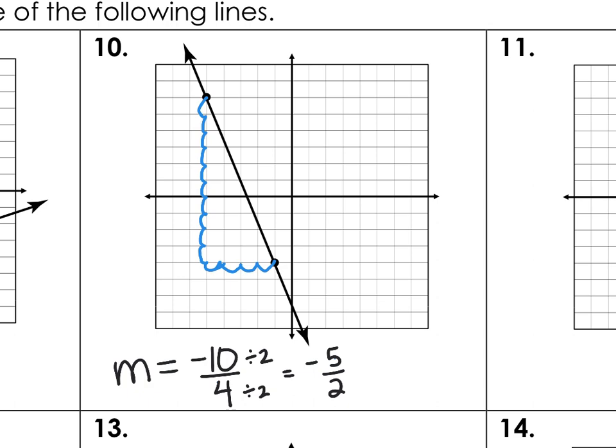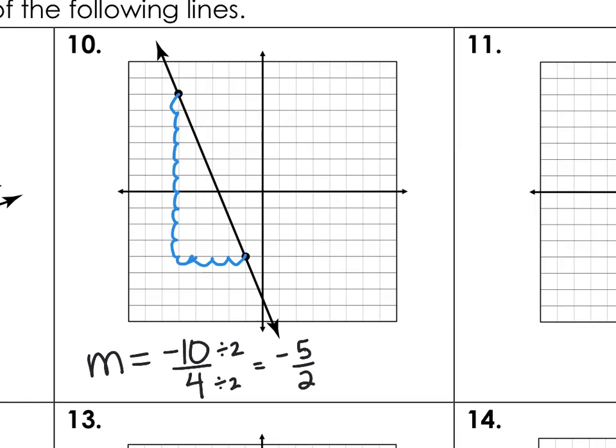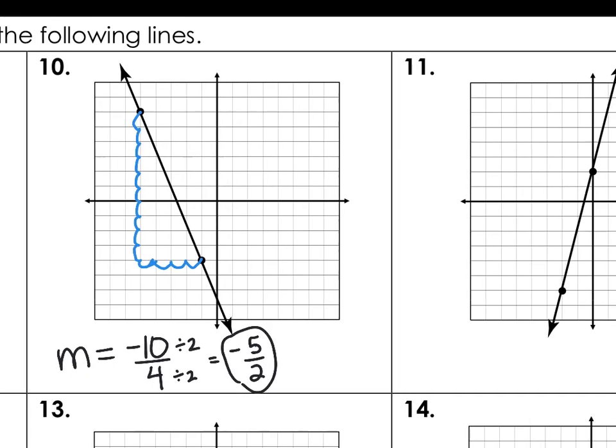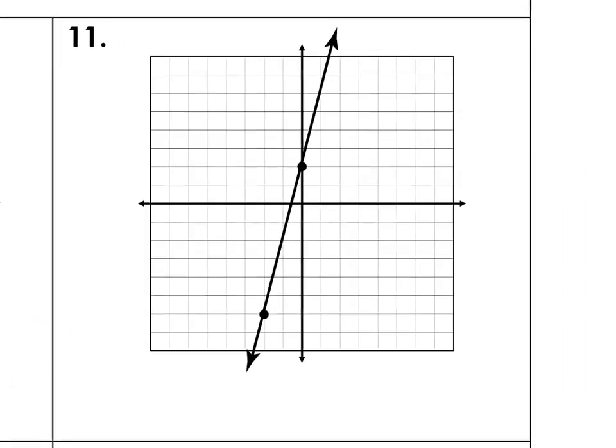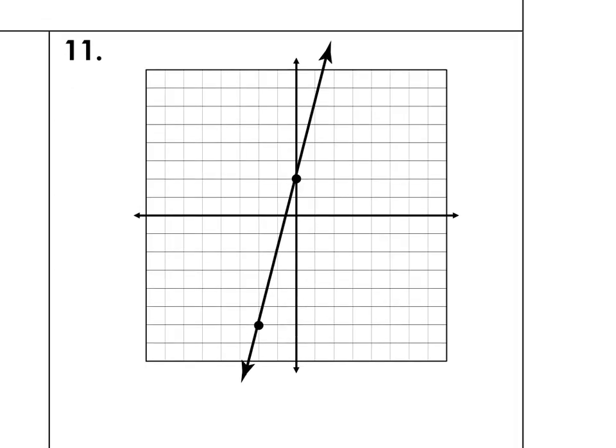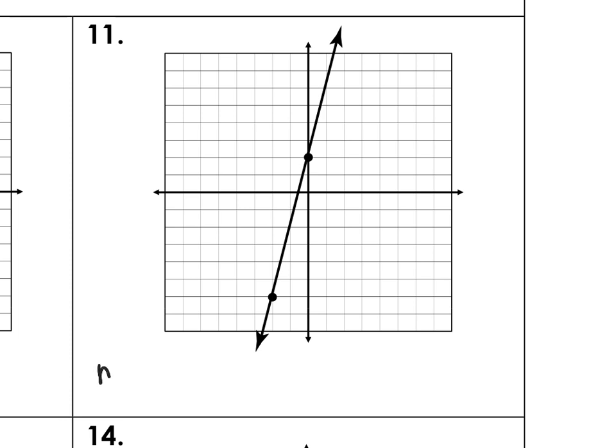Let's move on to 11. I'm going to circle this first. That's my answer, number 11. Now, I can look at that and say my slope's going to be positive, so I should end up with a positive number. It's going up from left to right. I'm going to start here and work my way up. 1, 2, 3, 4, 5, 6, 7, 8. Make sure you're counting by lines. That's a +8, so that's going to go on top. And then I'm going to the right, 1, 2. That's a +2 because it's to the right.